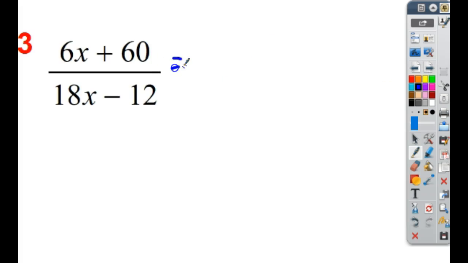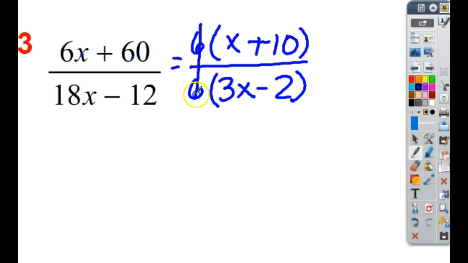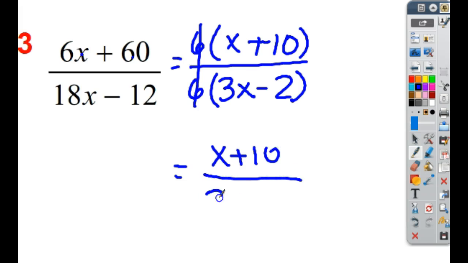Problem number 3, on your homework paper, I am going to factor a 6 out of that. If I take a 6 out of that, let's see, 18 and 12 will both divide by 6. 18 divided by 6 is 3. 12 divided by 6 is 2. And the 6's will cancel. And so the answer is x plus 10 divided by 3x minus 2. You can put the parentheses or leave them out.